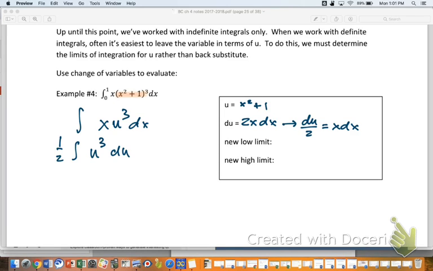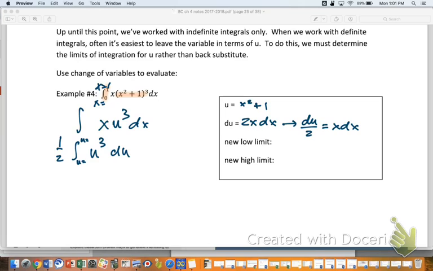I think you guys were pretty good at that other stuff we just did last time. The 0 and the 1. The 0 and the 1 are related to which variable? X's. They are from x equals 0 to x equals 1. And by substituting u's in for x squared plus 1, we have changed now. Those limits of integration can't be in terms of x anymore. They have to be in terms of u. So whereas before it was x equals 0 to x equals 1, now it needs to be u equals something to u equals something. Does that make sense?